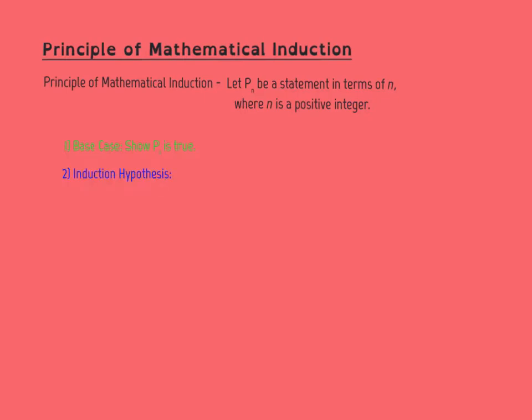The next step is our induction hypothesis. This is where we are going to assume that our statement is true for all values of n equals k.